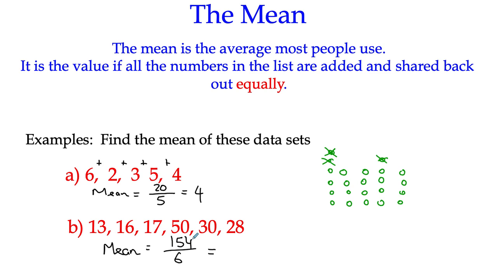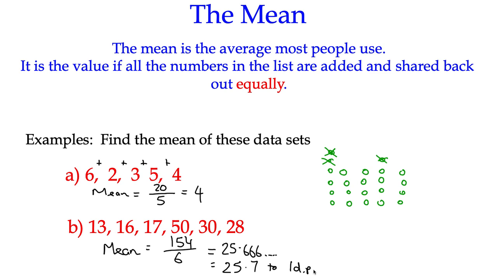And if you divide 154 by 6, we end up with 25.6667, according to my calculator, 25.666, and so on. So I would round that to something suitable. I'm just going to do it to 1 decimal place. But you might round it to something else depending on the information you've got. Okay, so that's the average. Again, we don't call it the mean average, we just call it the mean. Okay, 3 different ways to work out the same thing.